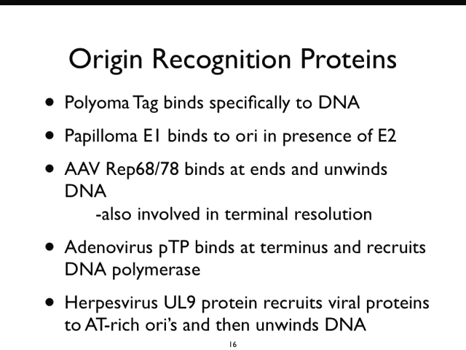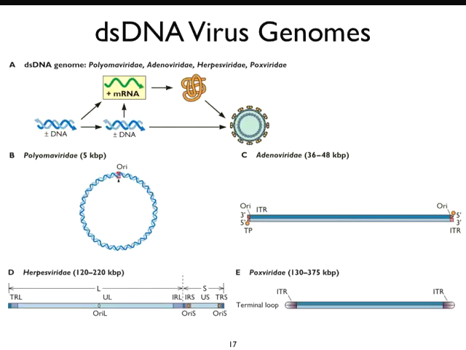Herpes viruses use protein UL9, and that's an origin-binding protein, again site-specific, and it recruits a bunch of viral proteins to AT-rich origins and then unwinds DNA.